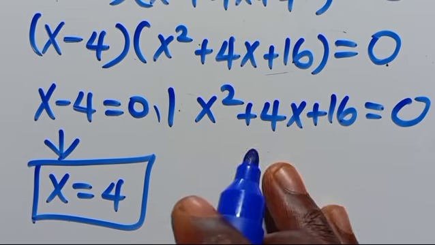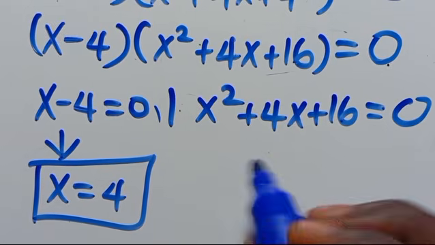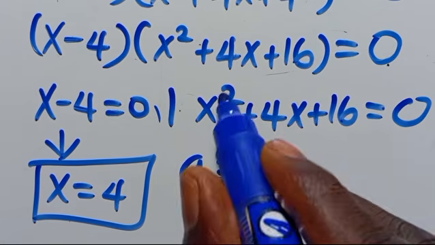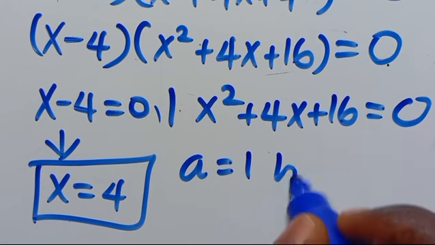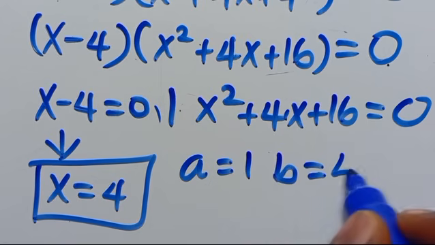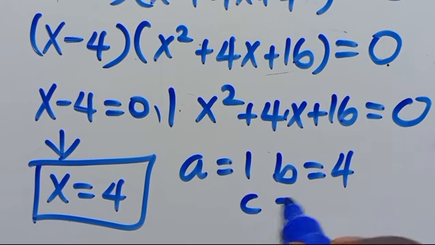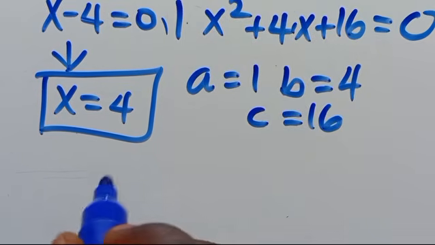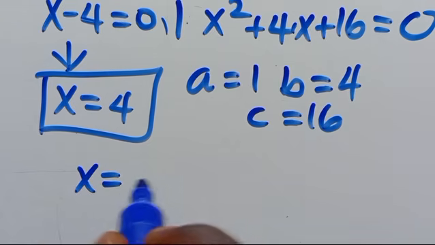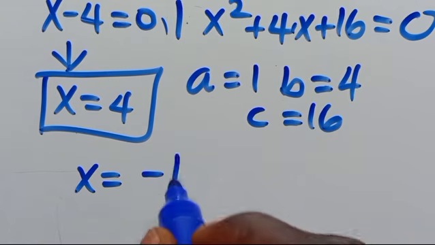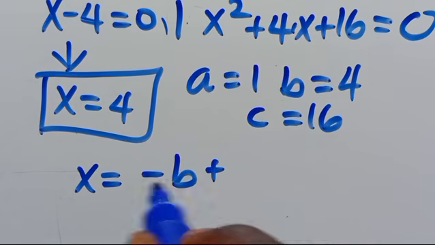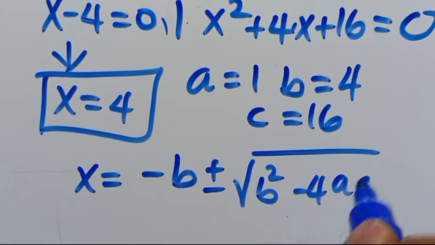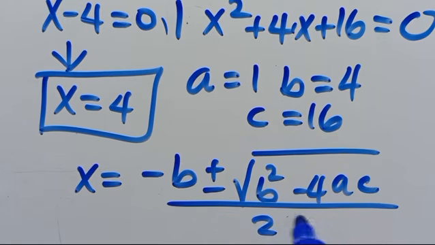Now, of course, this is a quadratic, and let's define the following parameters. a equals the coefficient of x squared, 1, b equals the coefficient of x, 4, and c equals 16. So we have x, from the general quadratic formula, equals minus b positive or negative root of b squared minus 4ac over 2a.